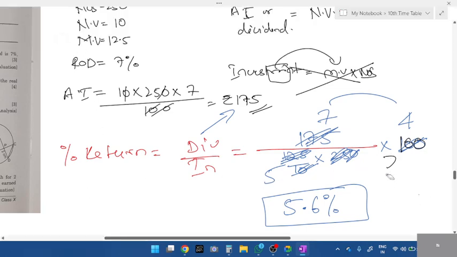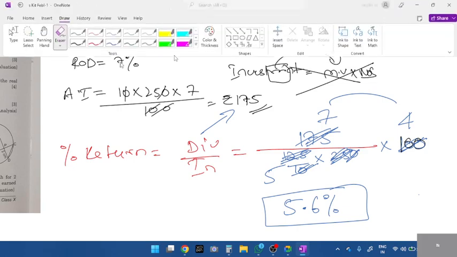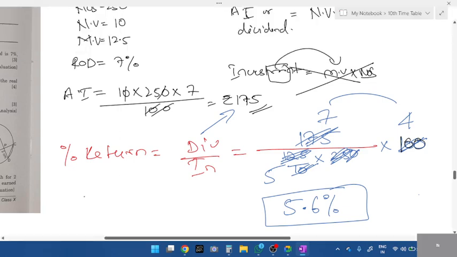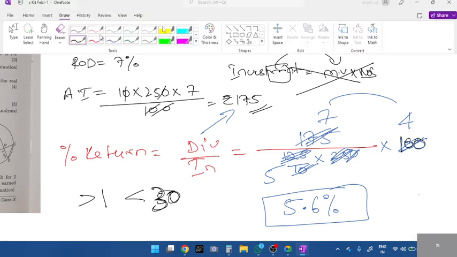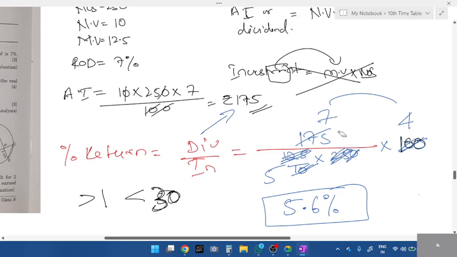Fine. If you're getting confused, if at all you forget, students, remember the rate of return will always be more than 1, but less than 50, not more than that. Rate of return will never go more than 20, maximum 30, students, less than 30. Just imagine same values. Let me take 175.